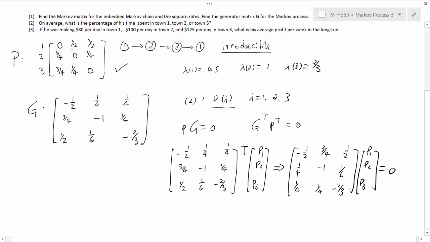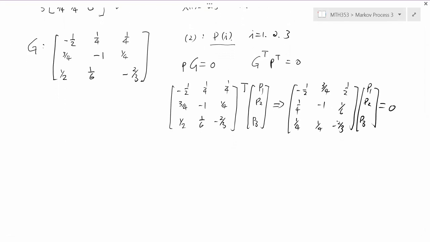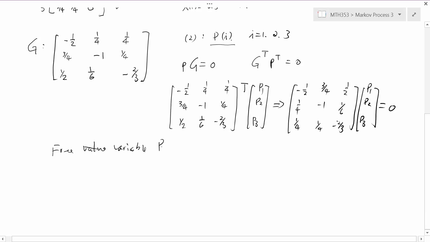Now remember, if you add up these numbers, you get 0. So if you use row reduction, you know there is one free variable. There's always a free variable. So we can just say, okay, we take P3 as the free variable, and then we only solve the first 2 equations. So we do the row reduction on the first 2 rows.